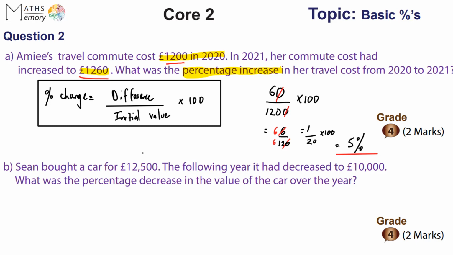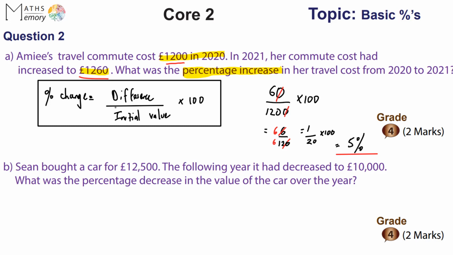Part B. Sean bought a car for £12,500. The following year, it had decreased to £10,000. So what was the percentage decrease in the value of the car over the year? That's what you want to find out. So let's still apply our context over here. In this case, we're going down, okay? The value has gone down. It shouldn't make a difference whatsoever.